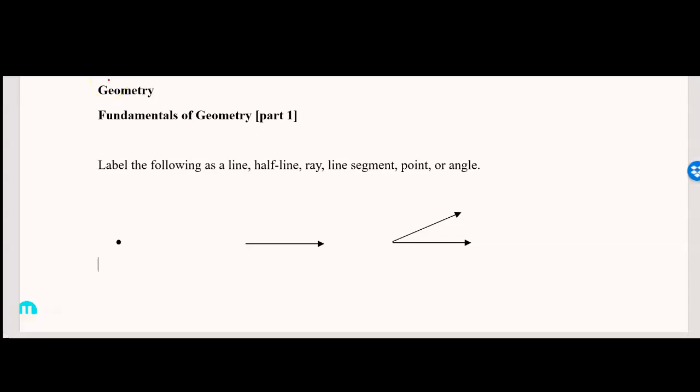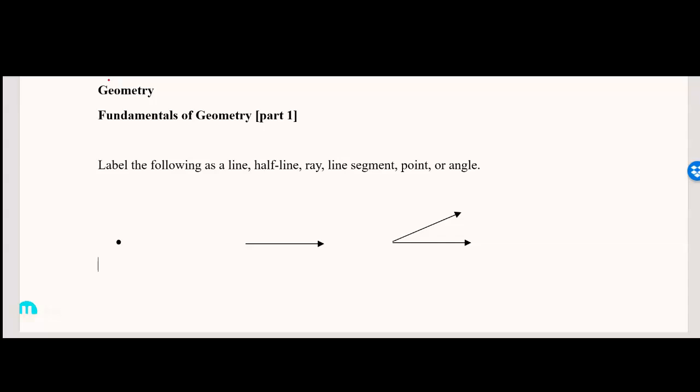All right, hello. And today we are going to start our geometry unit. The very first section we're going to work on is just the fundamentals of geometry. However, this is a somewhat long section. This is why I call this part 1. And then after we go through this, we will do another video for part 2 of this section.